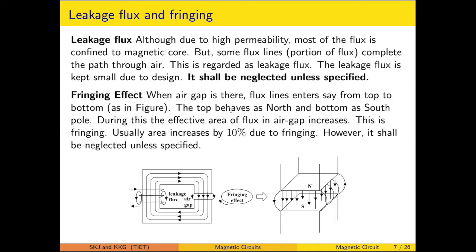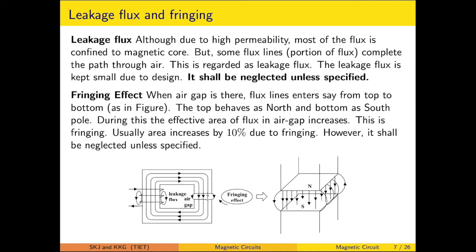Now, unless specified, the leakage flux effect shall be neglected. Now the fringing effect that we have to see: say this is an air gap, so flux is flowing in a continuous path. The total flux at the top will be exactly equal to the bottom. However, the lines of flux spread out within this small air gap area.